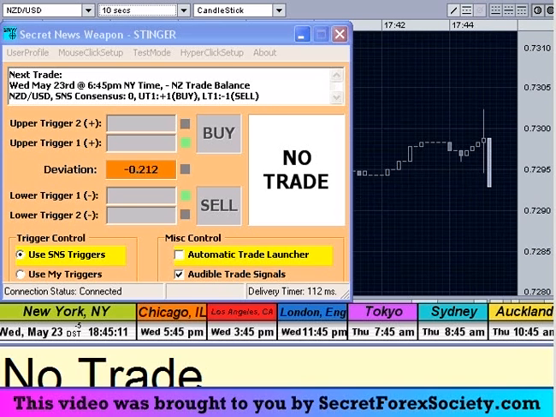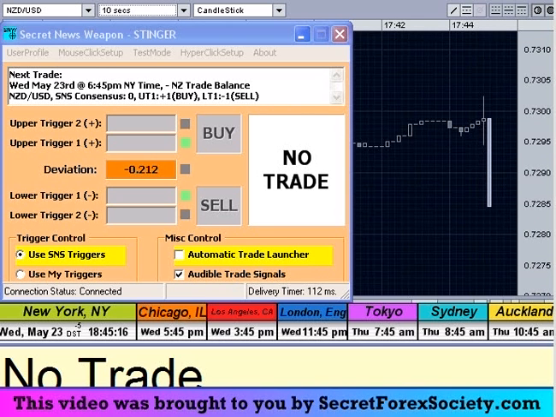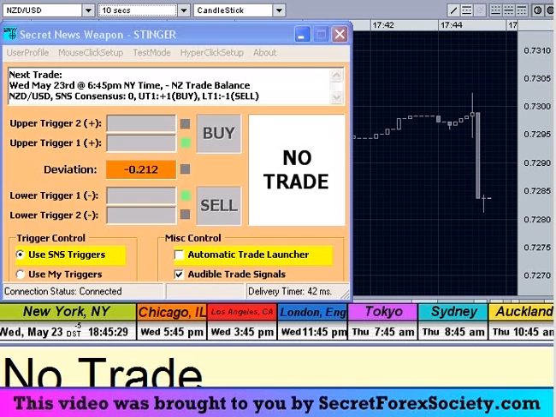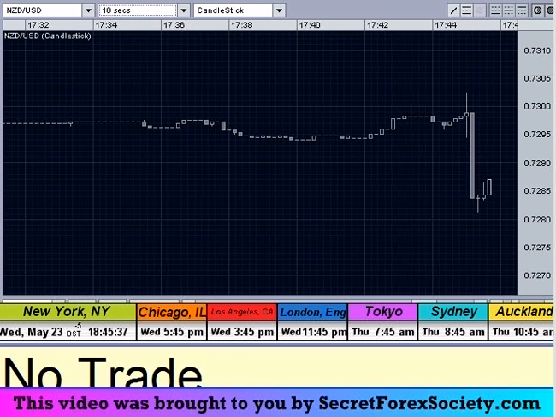Okay, no trade. It came out worse than expected. We're seeing NZD USD going down a little bit here. It came out at negative 212 million. Let me just analyze here what the imports and export components are looking like.